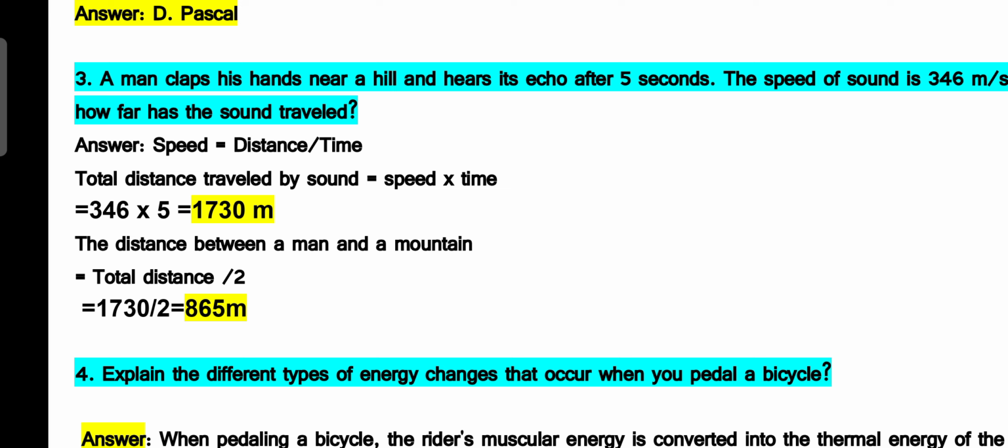Now this question can also be asked in another way. Find the distance between the man and the mountain also can be asked. If you are able to hear the echo, the sound is traveling 2 ways between the man and the hill. So you have to divide it by 2. You have found already the total distance traveled by the sound as 1730 meter. So to find the distance between the man and the mountain, you have to divide it by 2. So you will get 865 meter as the answer.